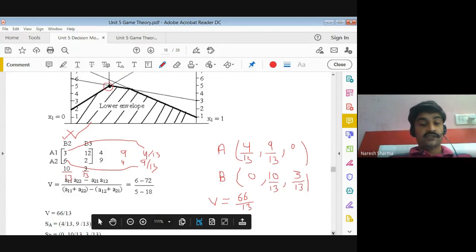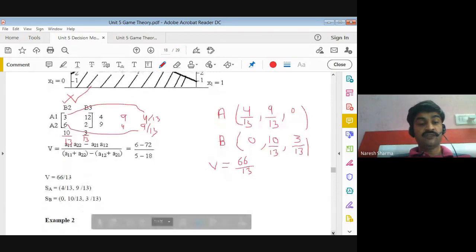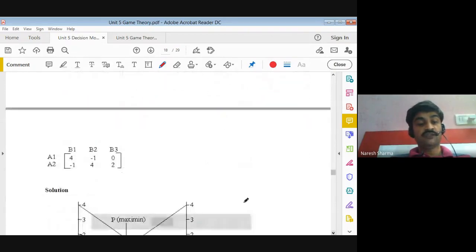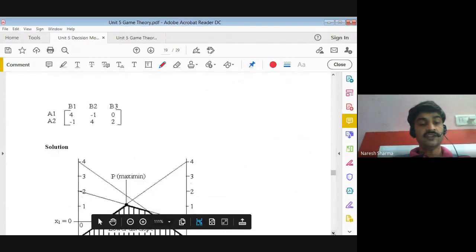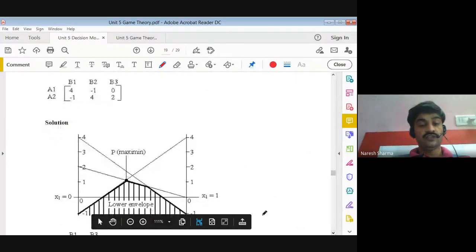So hope this is a simple method. Let us understand one more example on this, that is 4 by 4, minus 1, minus 1, 4, 0, 2. Here we also have two rows. So you just need to take x equal to 1, and this is x equal to 0, we can consider.